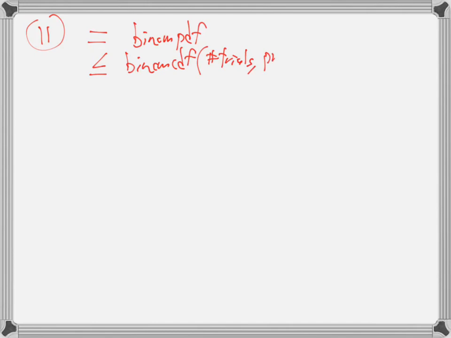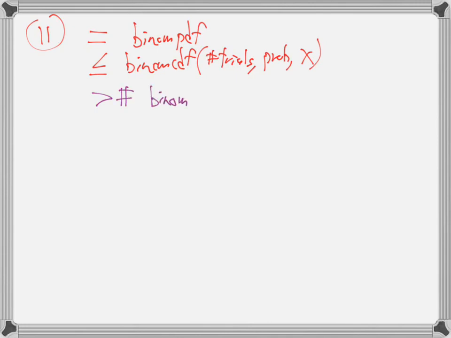One more time, and then I'll move forward. I'm running out of time here. So again, if they say equal to, you do binom PDF. If they say less than or equal to, that's simple. Binom CDF, number of trials, probability, X. And then what if they say, here, if they say greater than a number, here's what you do.